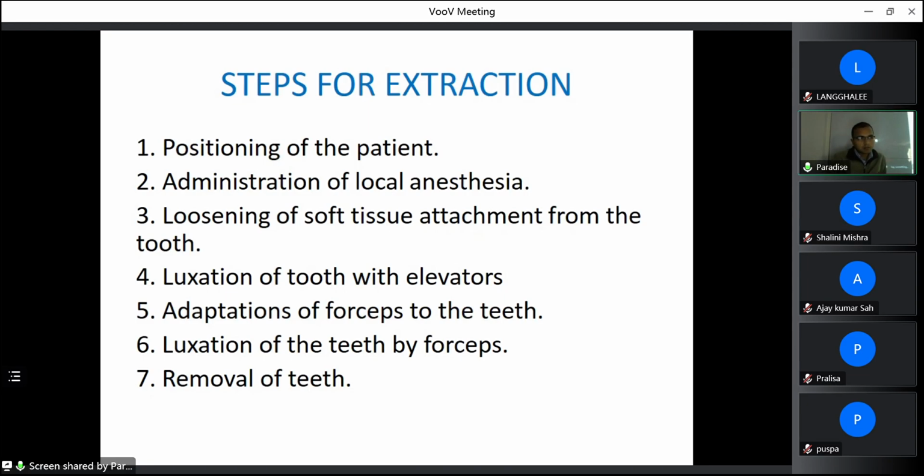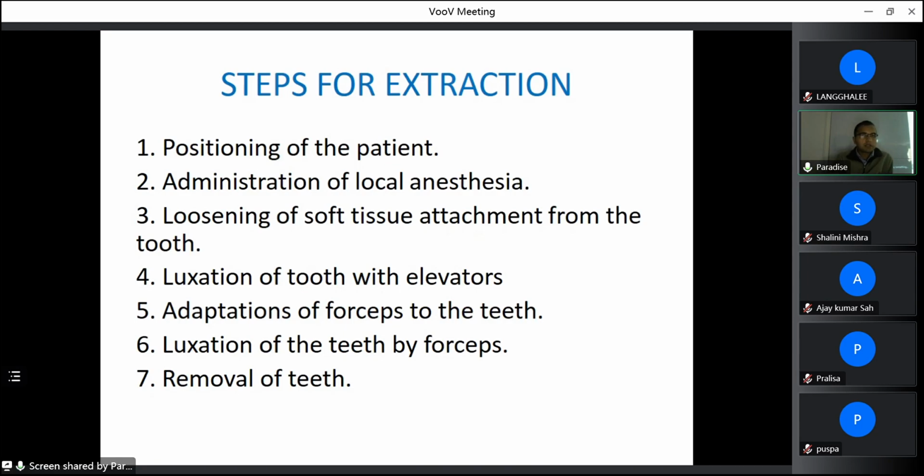Once you remove the tooth, then you have to compress the socket. If you are planning for replacement with an implant, then don't compress the socket, leave it as it is, because you need more bone, wider bone for placement of the implant. And you have to prescribe analgesic mouthwash.